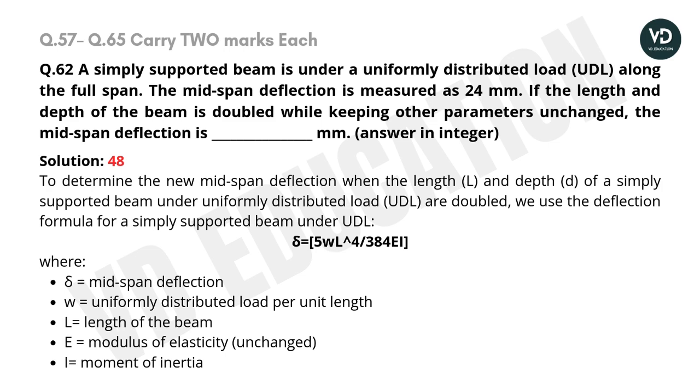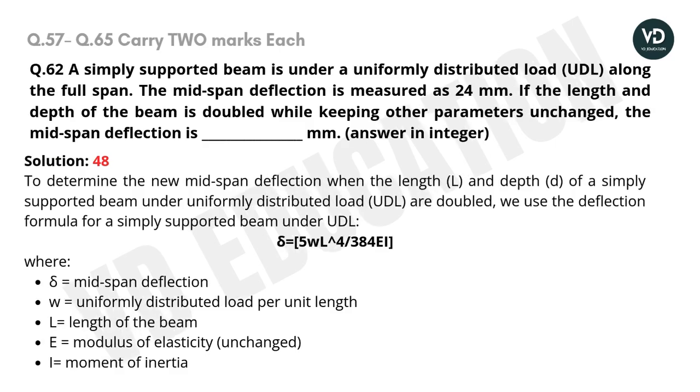To determine the new mid-span deflection when the length L and the depth D of the simply supported beam under the UDL are doubled, we use the deflection formula for a simply supported beam under the UDL. The formula is written here, where delta is the mid-span deflection, W is the UDL load per unit length, L the length of the beam, E modulus of elasticity unchanged, I moment of inertia.